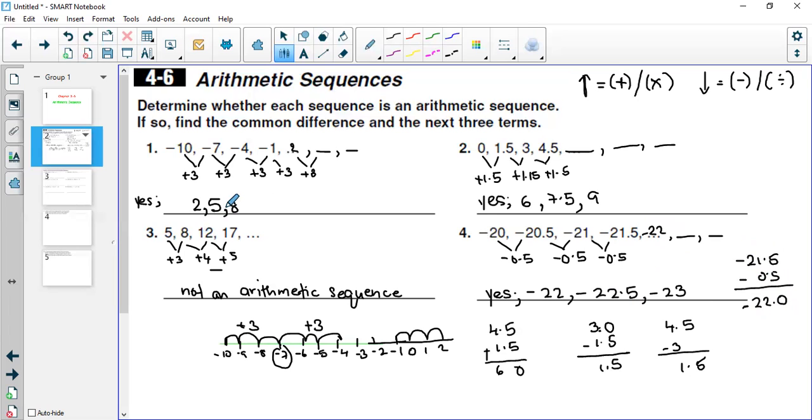This is how you determine what is an arithmetic sequence. An arithmetic sequence should have all the same difference. It cannot have different numbers. If it is the same, then you continue following the pattern to get the next terms.